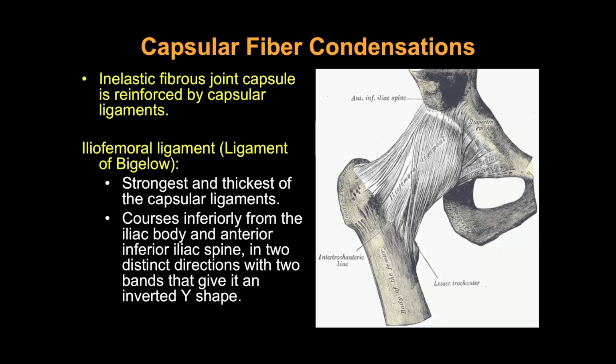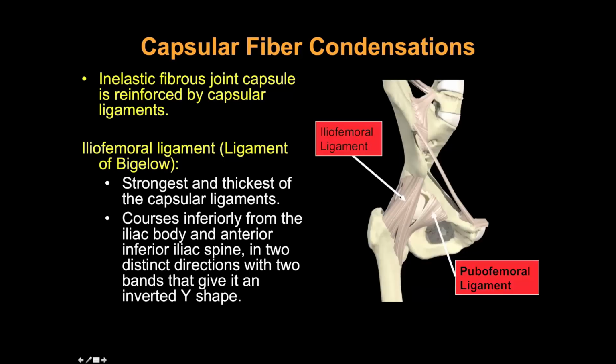It courses inferiorly from the iliac body and the anterior-inferior iliac spine in two distinct directions with two bands that give it an inverted Y shape. So here is a representation of the iliofemoral ligament and the two bands, the medial band and the lateral band. We can see that the lateral band will insert anteriorly and laterally on the intertrochanteric line, while the medial band will insert more medially towards the lesser trochanter. So here is that inverted Y appearance of the ligament of Bigelow, also known as the iliofemoral ligament.